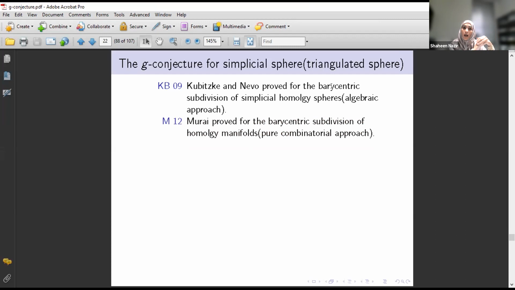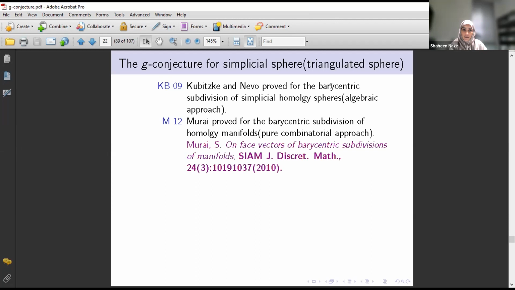In 2012, Murai also gave another proof of the G conjecture for the barycentric subdivisions of homology manifolds. But this time he gave a purely combinatorial approach. He didn't use any complicated algebraic or geometric property. He just used the pure combinatorial approach, because for the barycentric subdivision of manifolds, Welker and Brenti have given a very nice combinatorial description of these subdivisions and of h-vectors. By using that description and some more ideas, he proved this result. Okay, this is the reference.